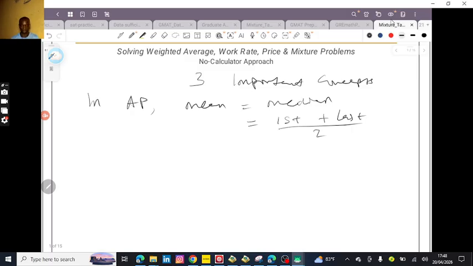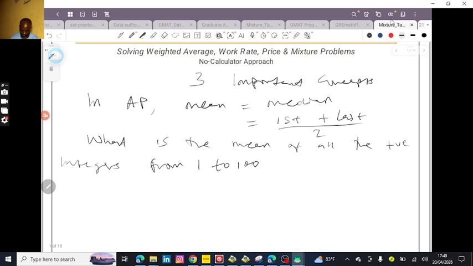So that is why, what is the mean of all the positive integers from 1 to 100? That's just 1 plus 100 divided by 2. 101 divided by 2 is what? 50.5.